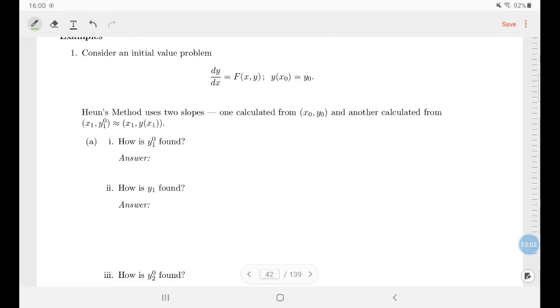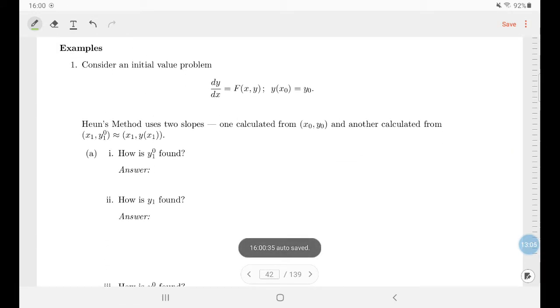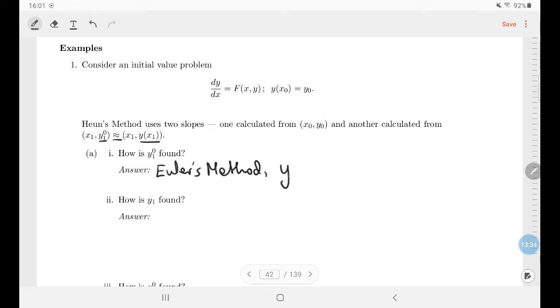Okay, so this is a theory example. Consider an initial value problem. Heun's method uses two slopes, one calculated from the initial point and one calculated from the Euler predicted next point. So how is y10 found? It's basically Euler's method. y10 is equal to the previous y value plus the step size times the previous slope, which I'm fairly confident you can just write as y dash of 0 here.